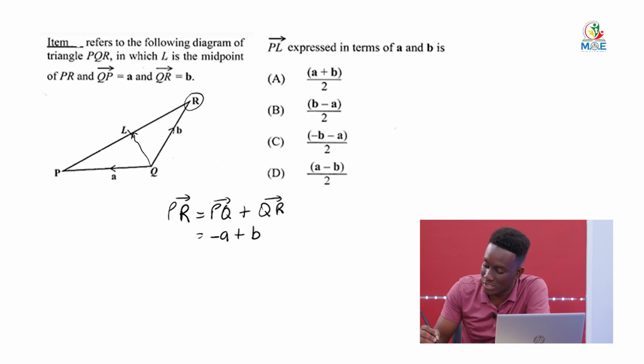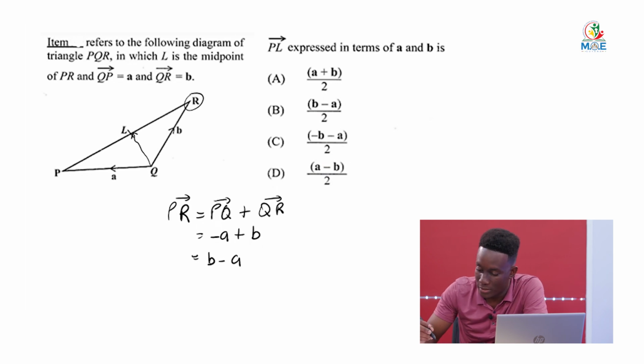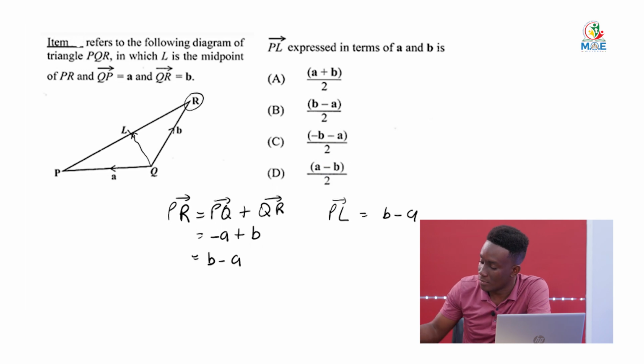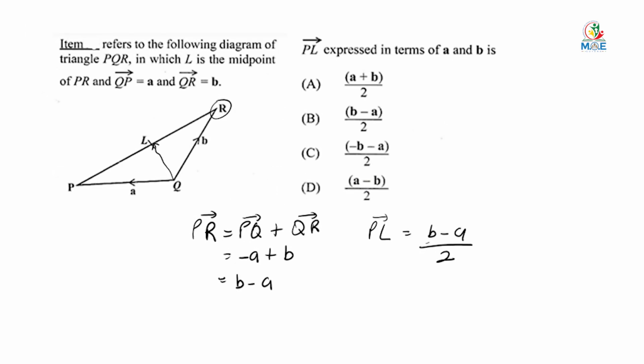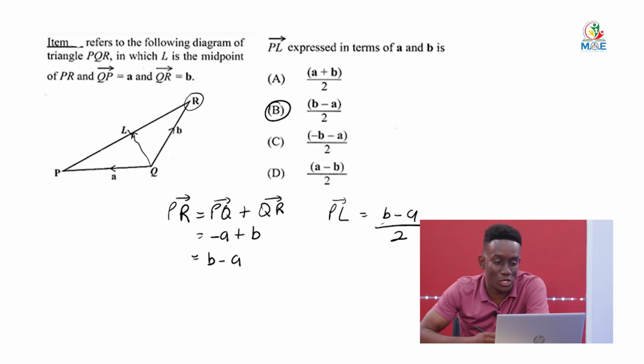And we can shift this around and call it B minus A because we don't like the negatives in front here. So remember, PL is half of PR. So all we can say is vector PL will be equal to B minus A all divided by 2. So B minus A all divided by 2, that would simply give us B as the answer. So that one there is B. So we just needed to do some application and think about the question.